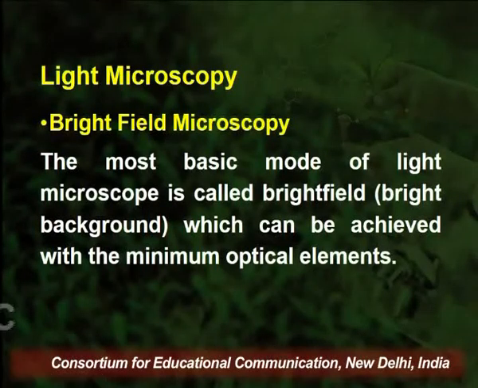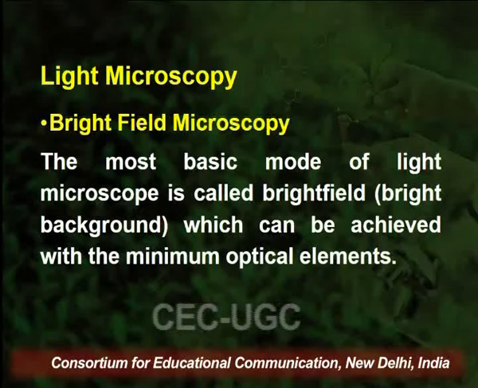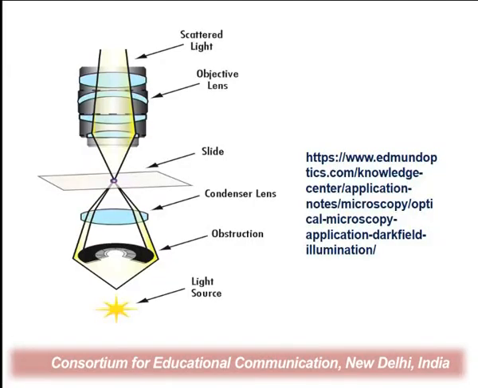Now let us talk about light microscopy. The most basic model of light microscope is called bright field or bright background, which can be achieved with the minimum optical elements. Here is a diagram which represents a bright field microscope.